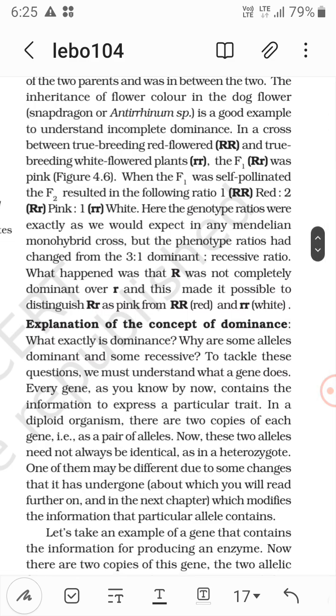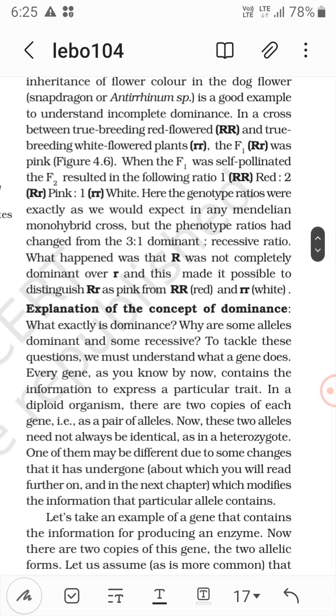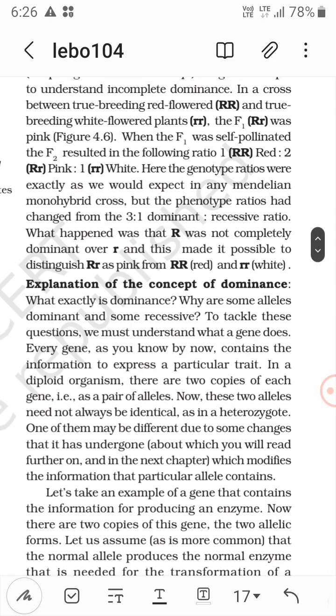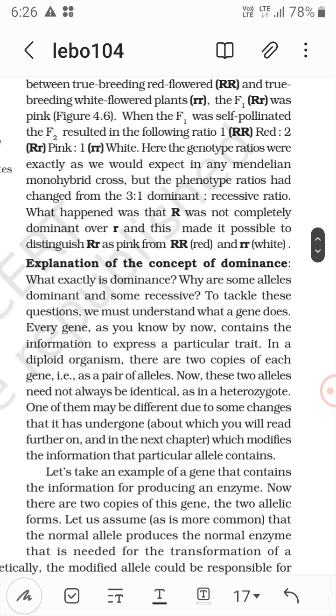What happened was that R was not completely dominant over r, and this made it possible to distinguish capital R small r from capital R capital R. So, an explanation of the concept of dominance.